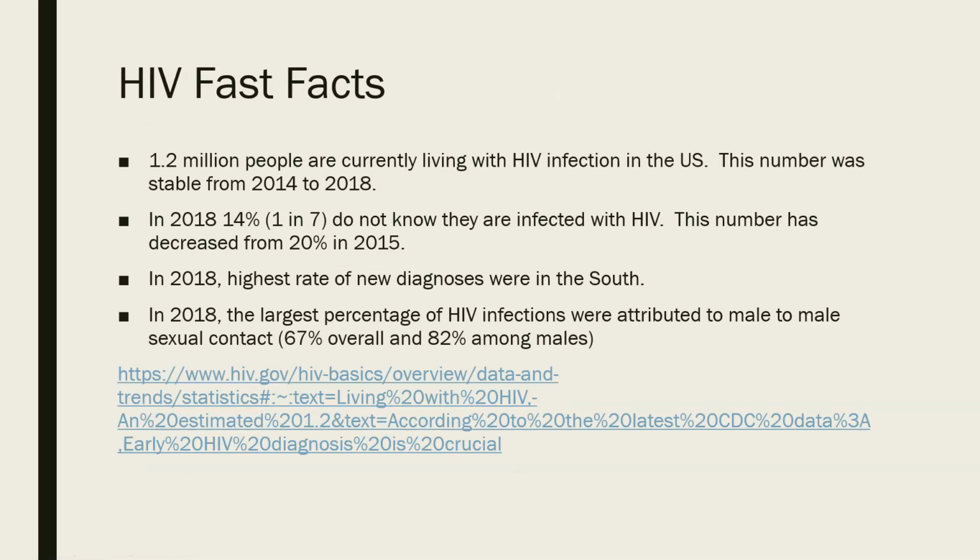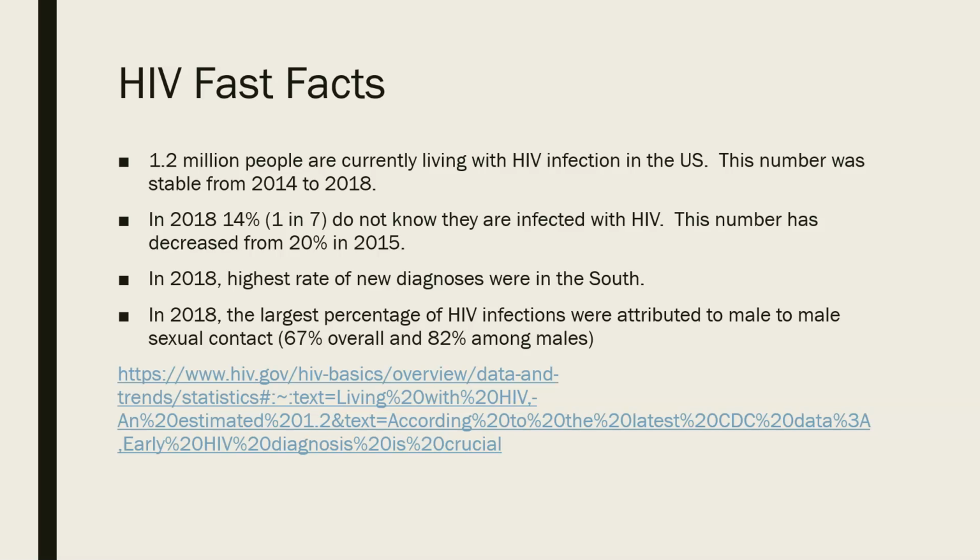The HIV fact sheet. This information is from the HIV Basics Overview, and that is listed here for you to get there. The HIV Fast Facts. 1.2 million people are currently living with HIV in the United States. This number was stable from 2014 to 2018.